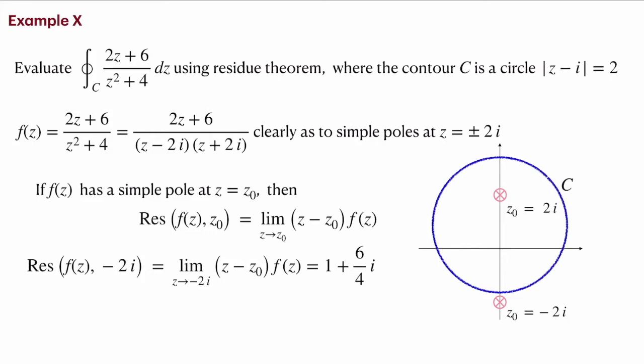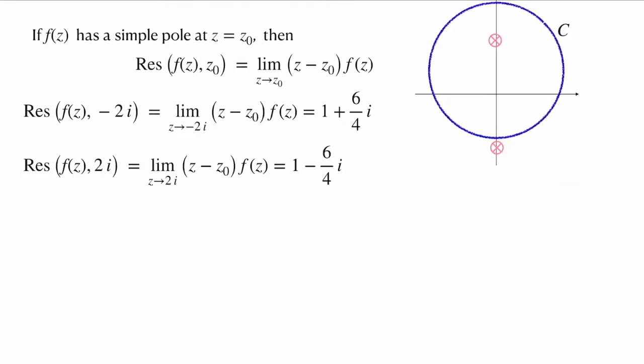So you can find out that the value of the residue at z naught equal to minus 2i is given as 1 plus 6 by 4i. In the same fashion, you can calculate the residue at plus 2i too, and that turns out to be 1 minus 6 by 4i. So now we have the residues.